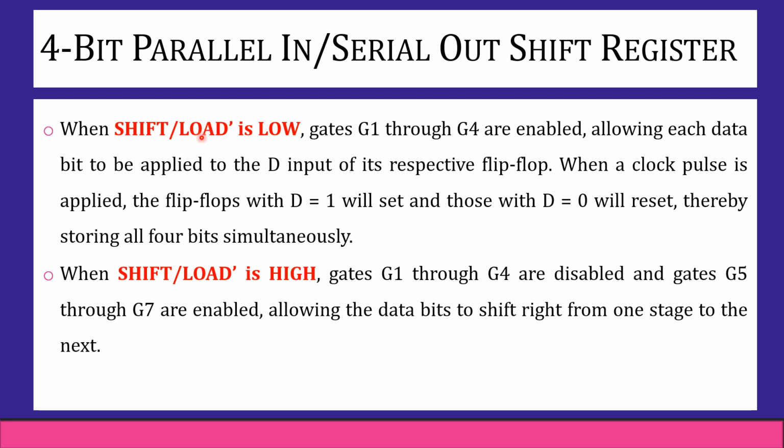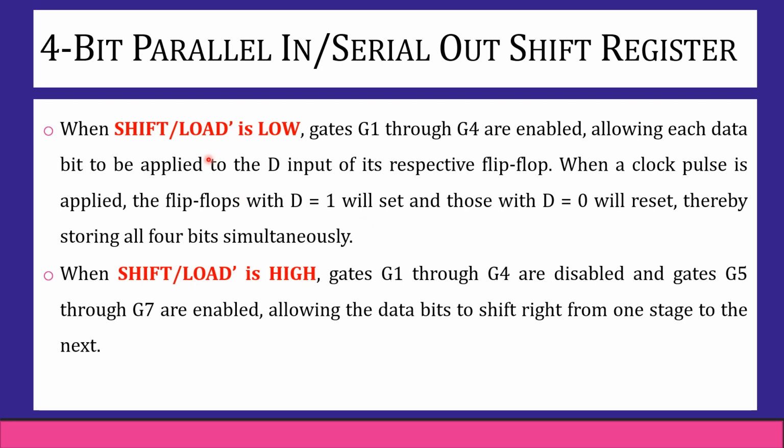When this shift or load complement is low, the gates G1 through G4 are enabled, allowing each data bit to be applied to the D input of its respective flip-flop. So when a clock pulse is applied, the flip-flops with D equal to 1 will set, and those with D equal to 0 will reset the flip-flop, thereby storing all the 4 bits simultaneously. Once the data bit is applied to the D input and a clock is applied, we can store all the 4 bits simultaneously.